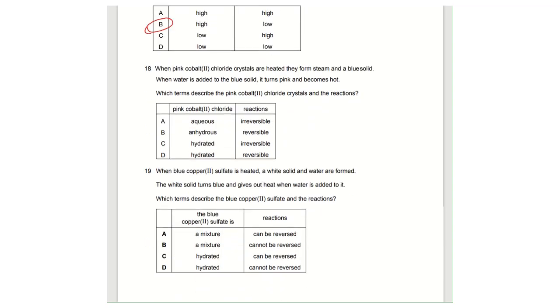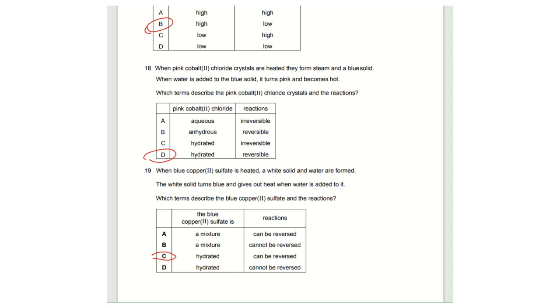When cobalt chloride crystals are heated, they form steam and a blue solid. When water is added to the blue solid, it turns pink and becomes hot, which is the pink solid hydrated, and the reaction is reversible. Similarly, when blue copper sulfate is heated, it forms a solid and steam, and the reaction can be reversed, hydrated, so this is also correct.